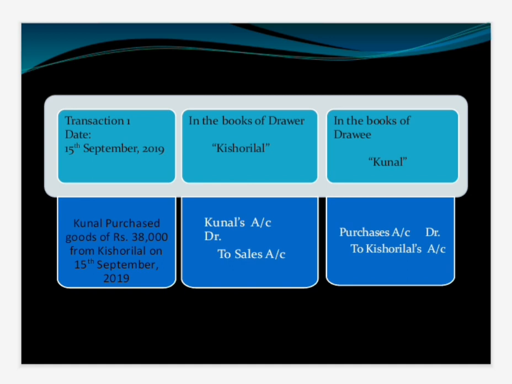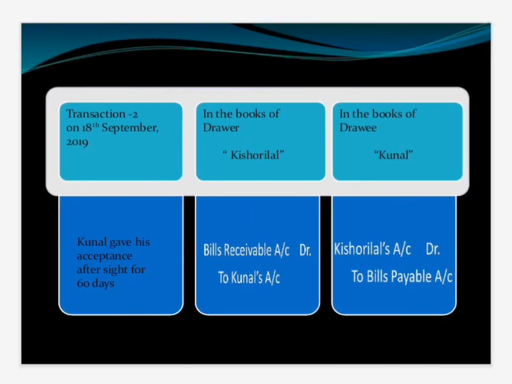Transaction 1. On 15 September 2019, Kunal purchased goods of rupees 38,000 from Kisharilal. Here, as we know, Kisharilal is the drawer. In his books, we will debit Kunal's account and credit sales account. And in the books of drawee, purchases account debit to Kisharilal's account. I hope you must have understood.